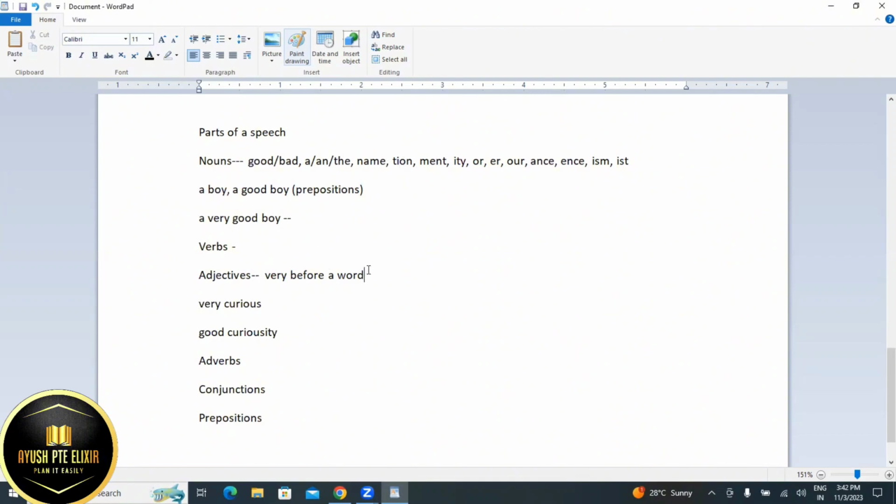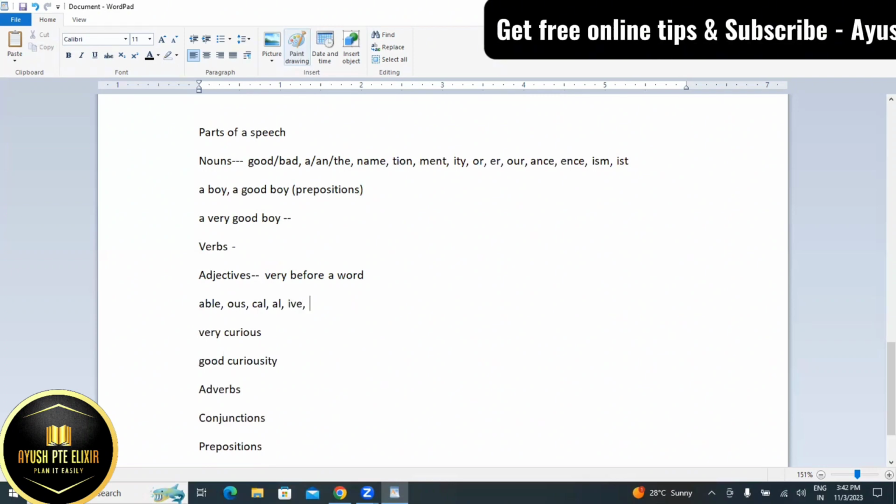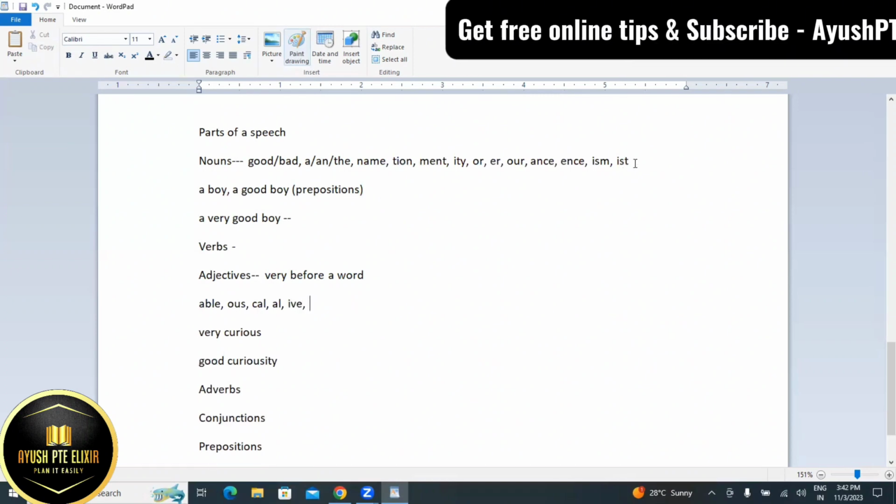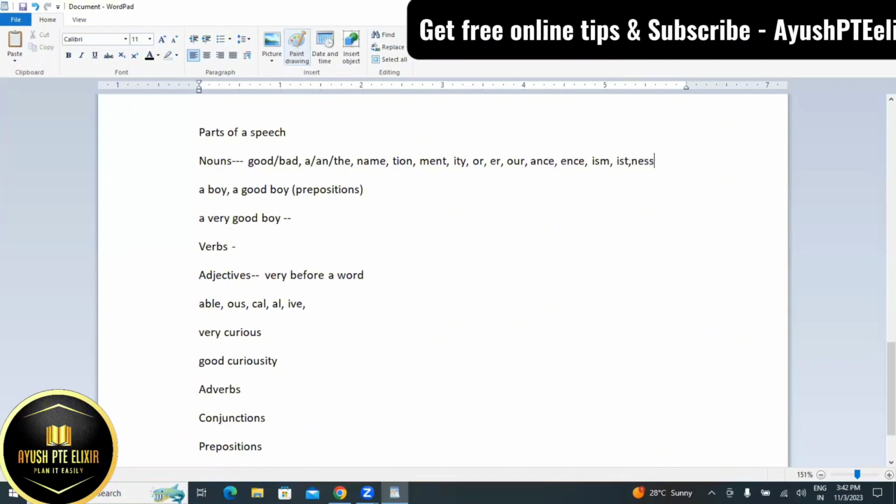The same goes for adjectives. Adjectives are formed with the help of some suffixes like able, ous, cal, al, ive, and here you can also add ness, N-E-S-S. I'm sorry, I didn't tell.